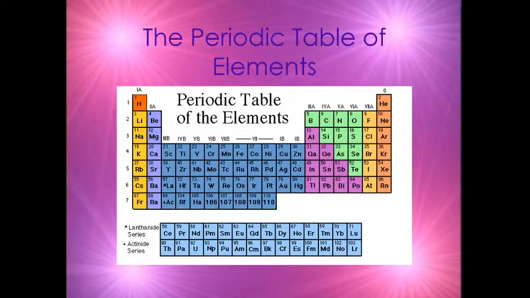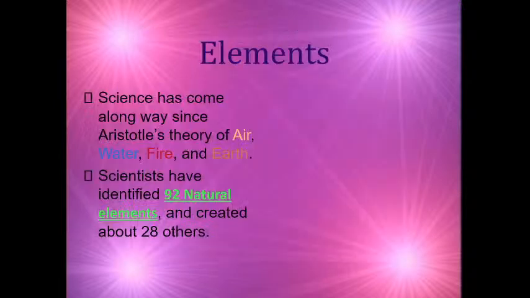And out of these 118 elements, we know that 92 elements are what? 92 elements are natural elements, and 28 elements are what? 28 elements are man-made elements, right? So 92 elements are natural, and 28 elements are man-made elements.